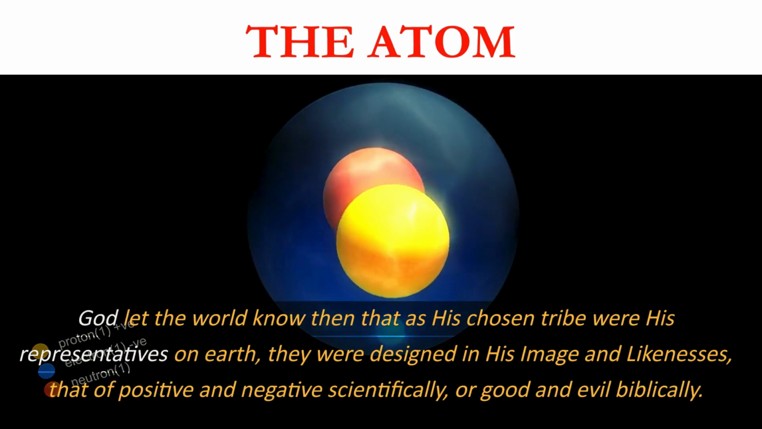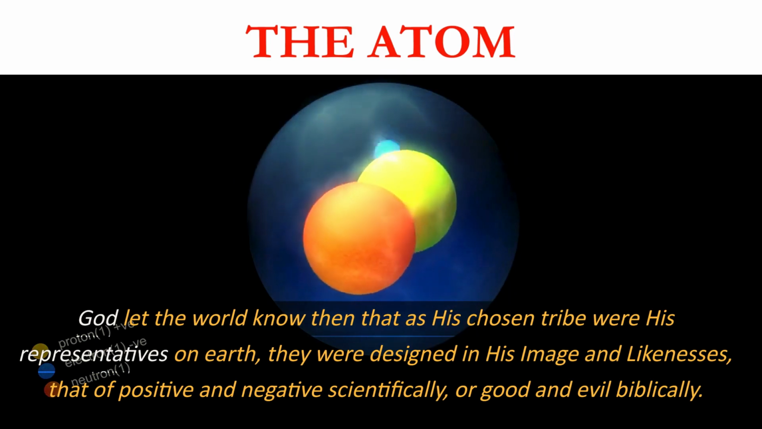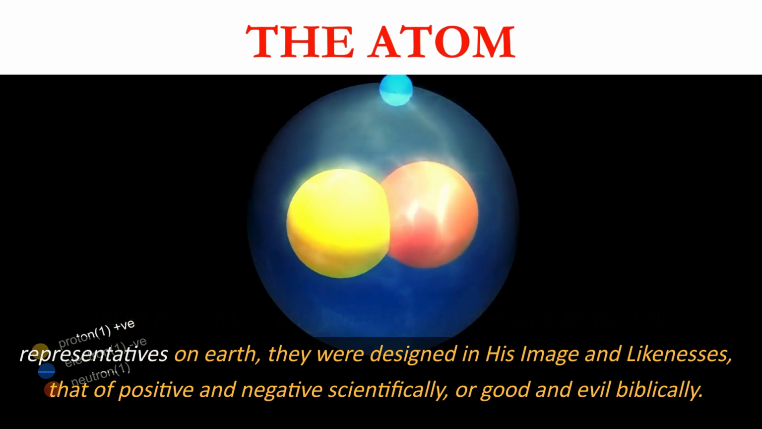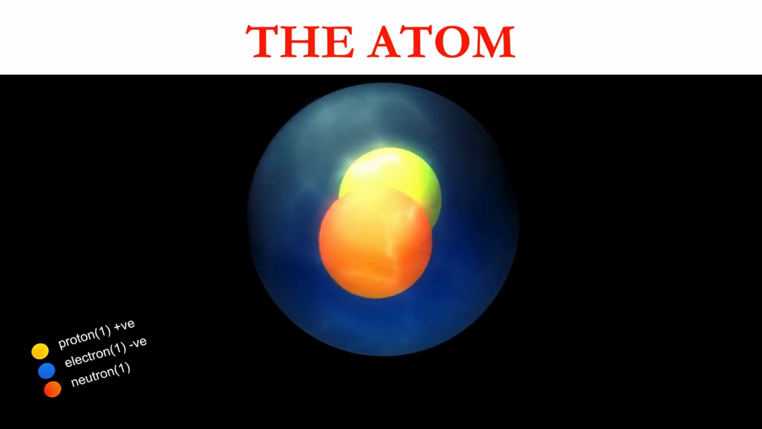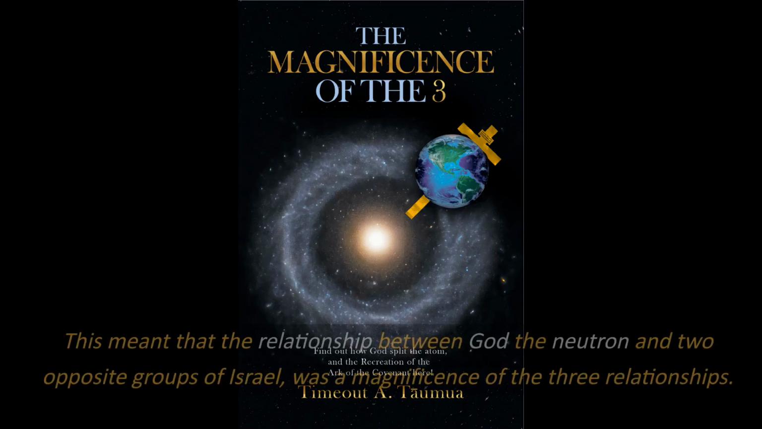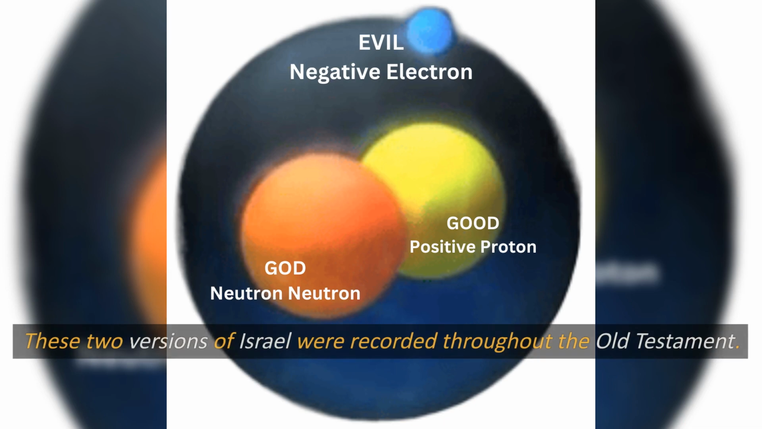God let the world know then that his chosen tribe were his representatives on earth. They were designed in his image and likeness, that of positive and negative scientifically, or good and evil biblically. The Levites that day represented the good and positive side of Israel, whereas the idol worshippers represented the evil and negative side. This meant that the relationship between God, the neutron, and two opposite groups of Israel was a magnificence of the three relationships. These two versions of Israel were recorded throughout the Old Testament.